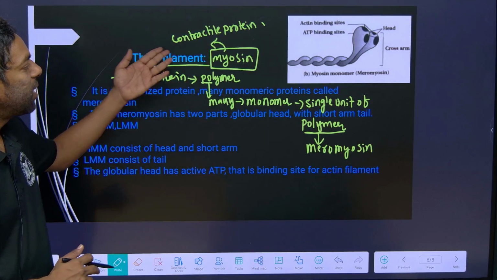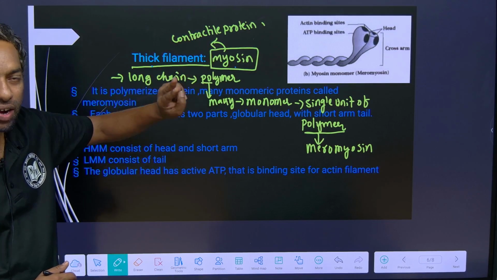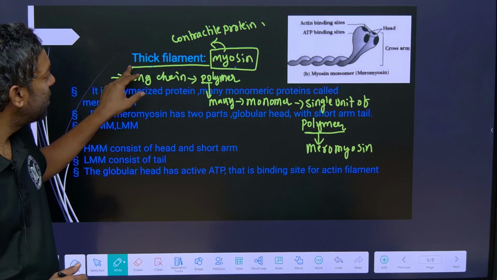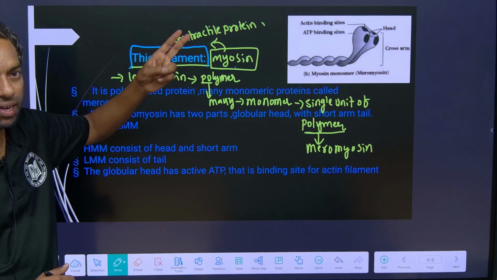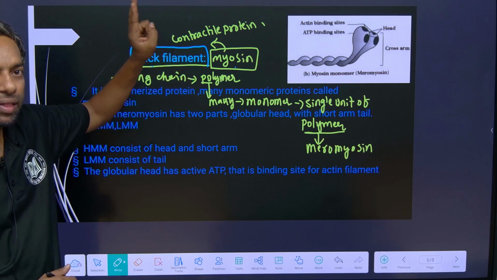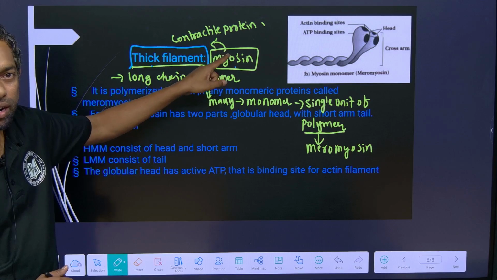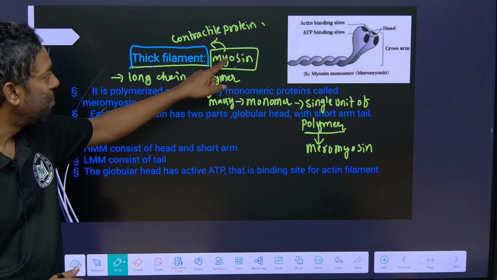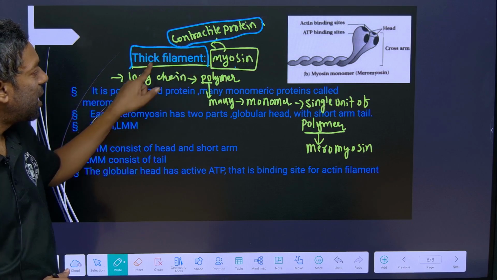The thick filament is nothing but myosin. Actin and myosin are the contractile proteins. Myosin is located in the thick filament of the muscle. There are two bands: the thick filament is one, the thin filament is the other. The contractile protein in the thick filament is myosin, a polymer chain.